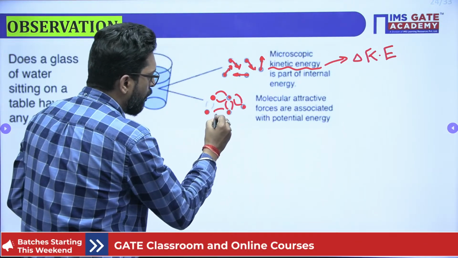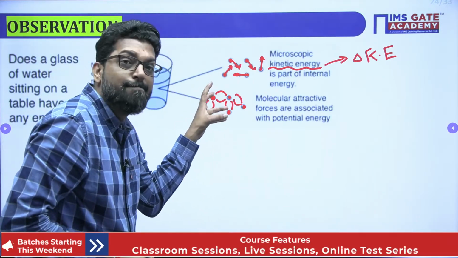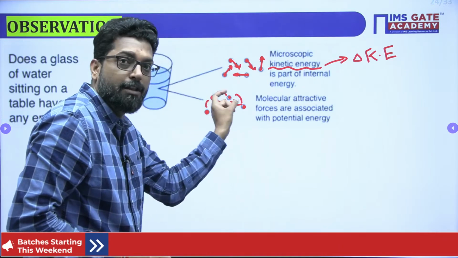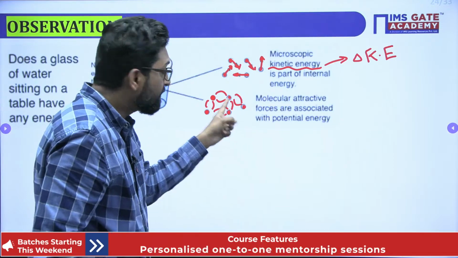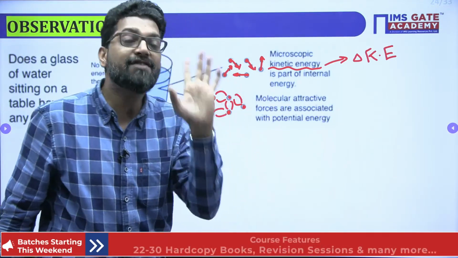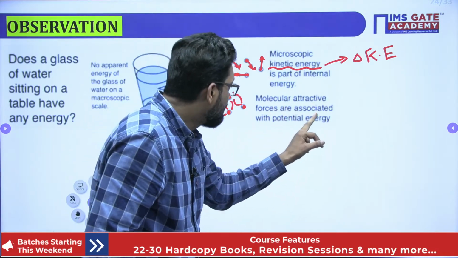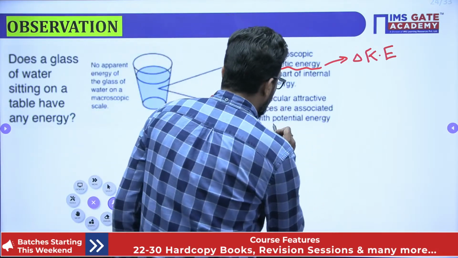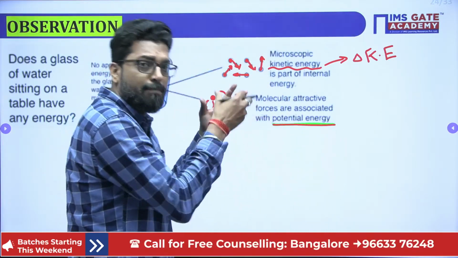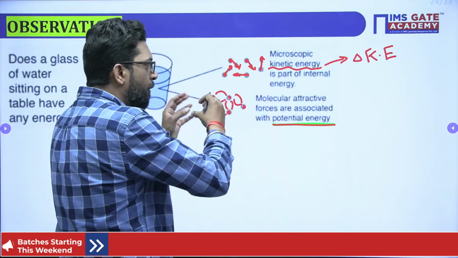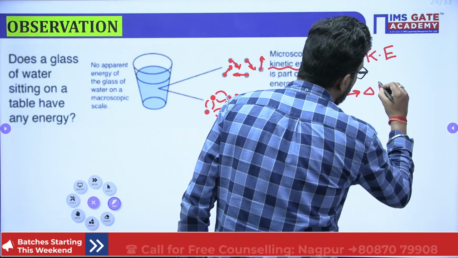Why? Because the molecules are joined by bonds, and due to those bonds, the force of attraction will be there. Due to that, there must be a vibration. That means the vibration can be measured as potential energy. Molecular attractive force, that means cohesion, is associated with the potential energy. If there is a bond, that bond is responsible for vibrating the molecule. That will measure the change in potential energy.